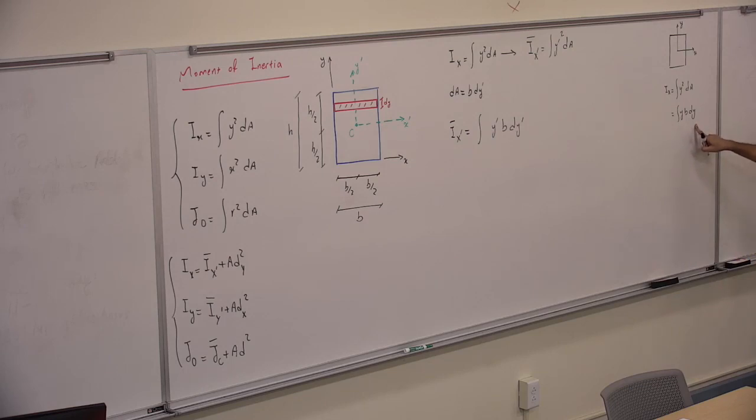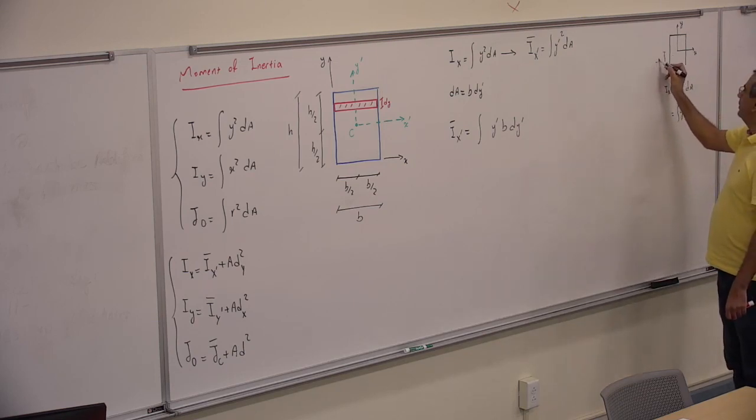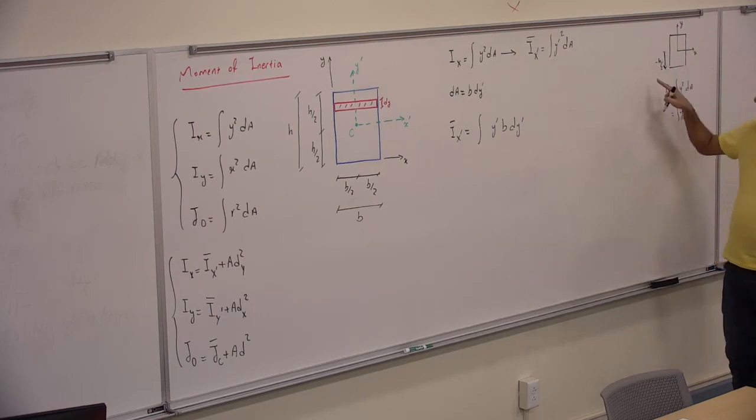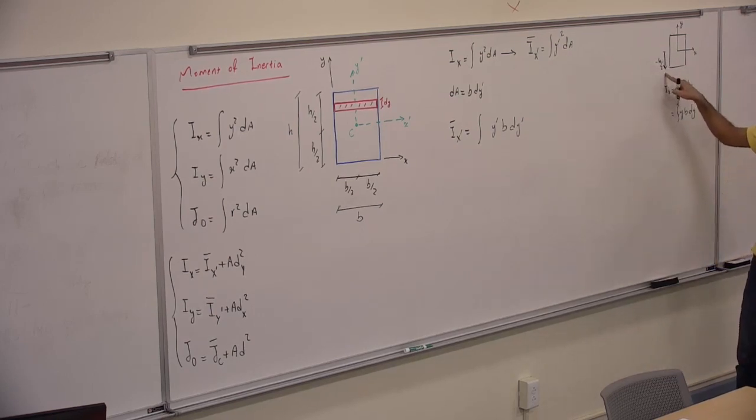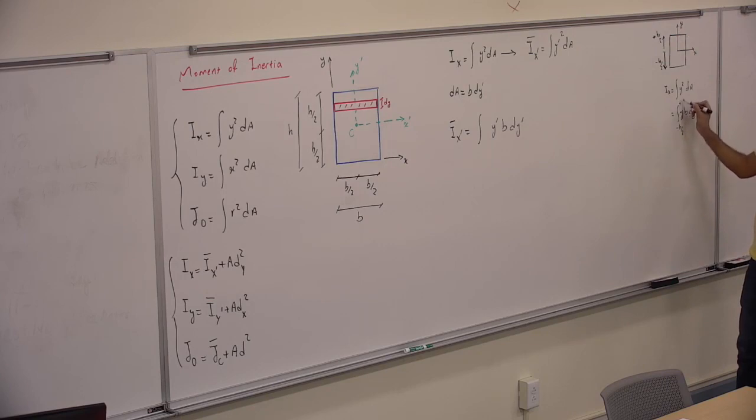Okay? So y here changed from here to here. So how much is going to be done here? Let's go down. It goes from negative h/2 up to plus h/2.